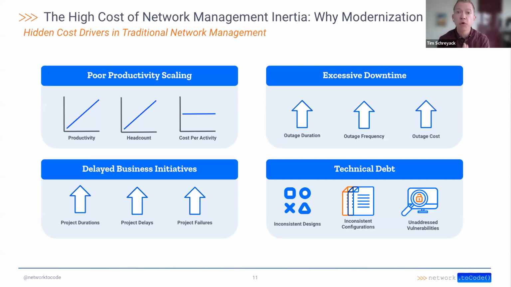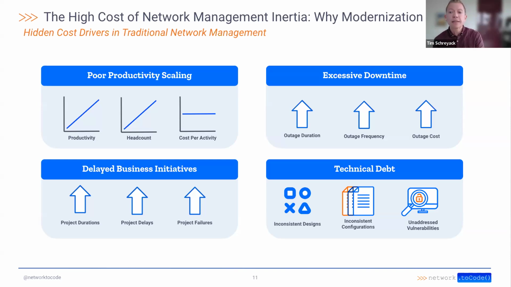We have trouble scaling productivity. It means we have to increase our headcount in order to try to keep up. And therefore, our cost never decreases per activity, right? It's only ever going to increase. We end up with unexpected and excessive downtime, either from poorly planned and maintained network maintenances. Sometimes we have issues where there is downtime that's impacting our business reputation.